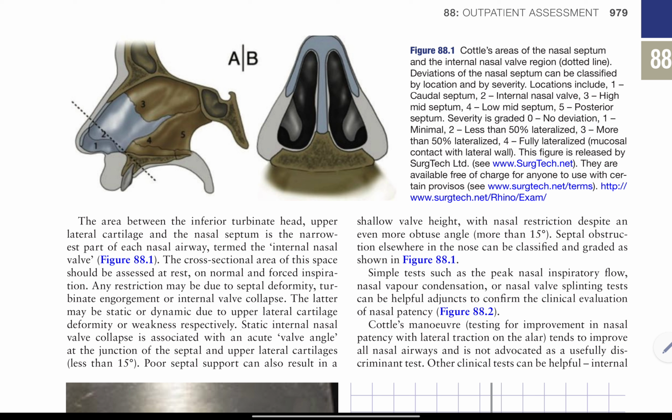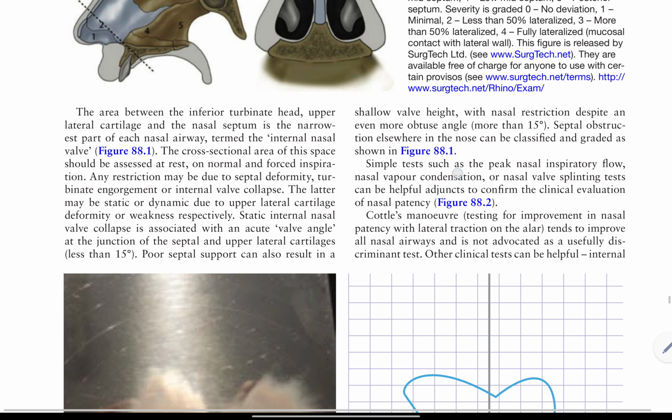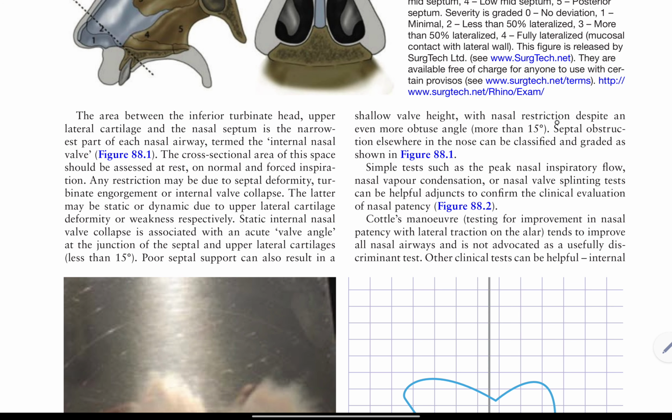Static internal nasal valve collapse is associated with an acute valve angle at the junction of the septal and upper lateral cartilages, less than 15 degrees. Poor septal support can also result in a shallow valve height with nasal restriction despite an even more obtuse angle, more than 15 degrees. Septal obstructions elsewhere in the nose can be classified and graded as shown in figure 88.1.